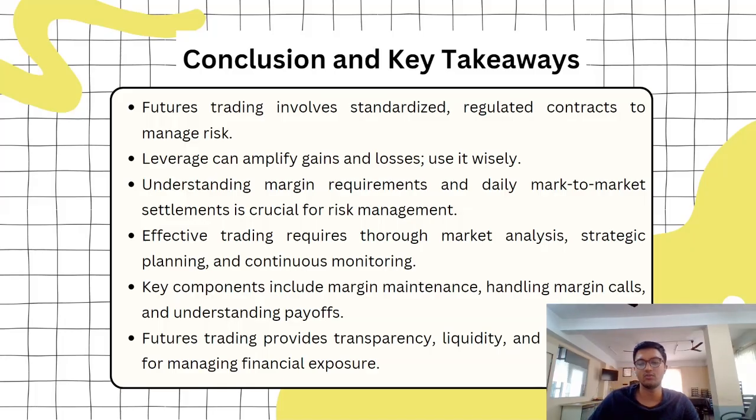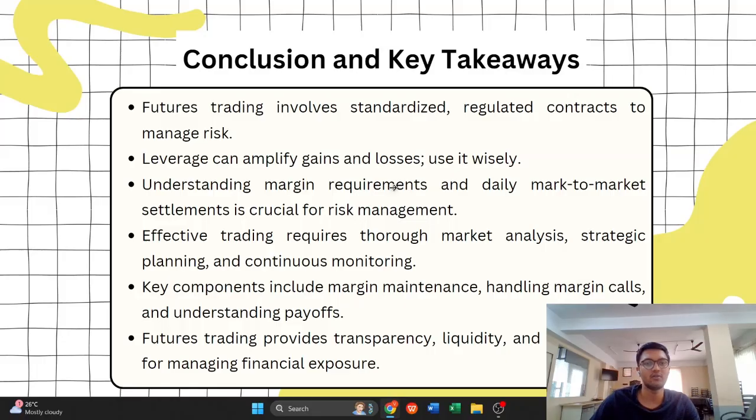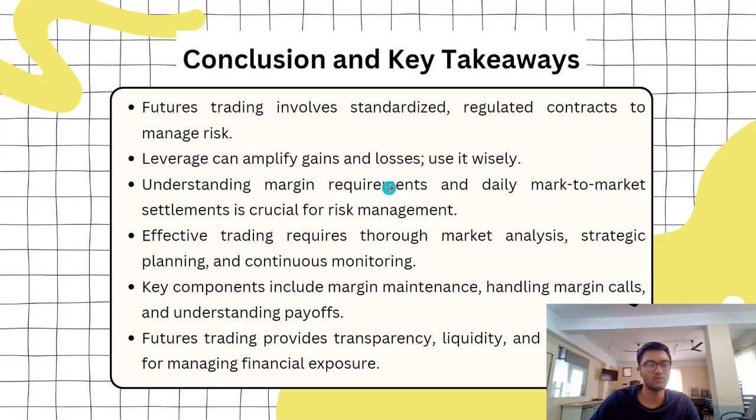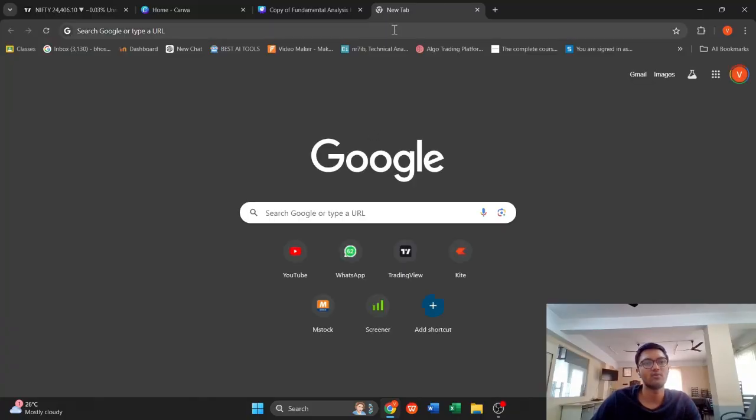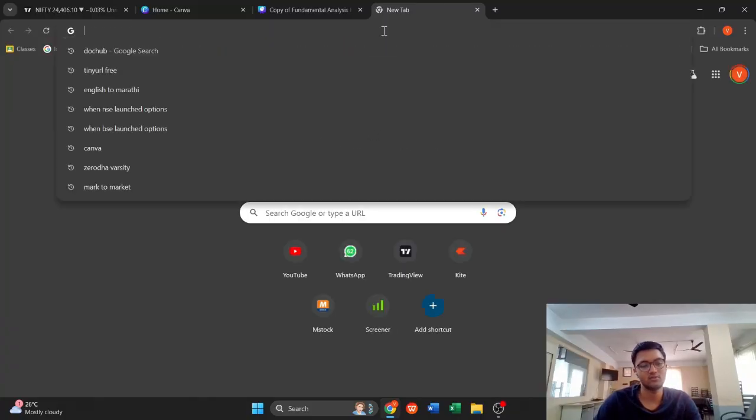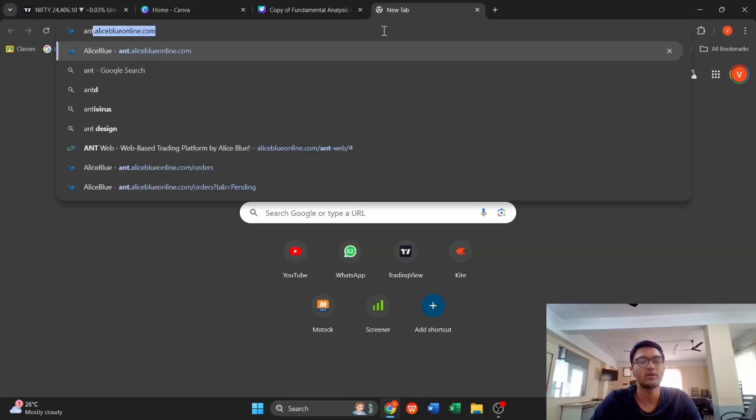Actually, before concluding this particular session, I would like to show you how exactly margins work in India. What is the margin requirement for the trades. Let me go on to my Demat account and I'll show you how exactly it works.